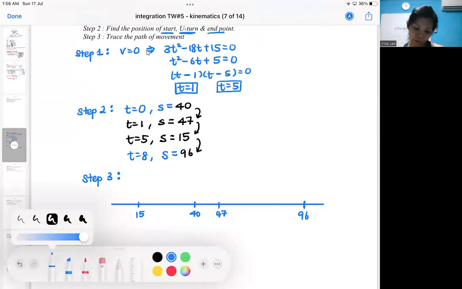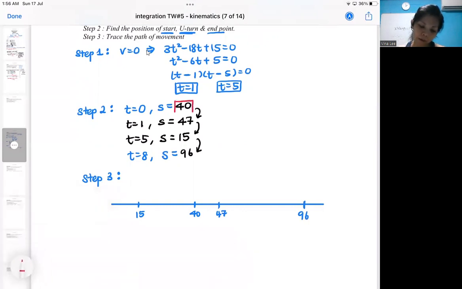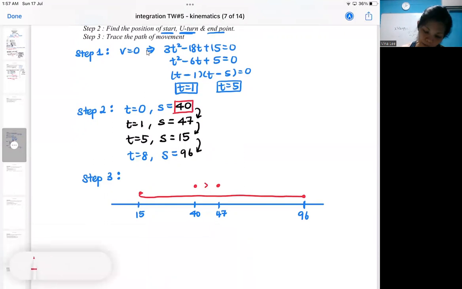So you start the tracing from position 40. Then you move to 47. You move in this direction and then you reverse to 15. And when you reverse to 15, you reverse all the way till 96. Can you see, you make a small little distance and then you reverse.